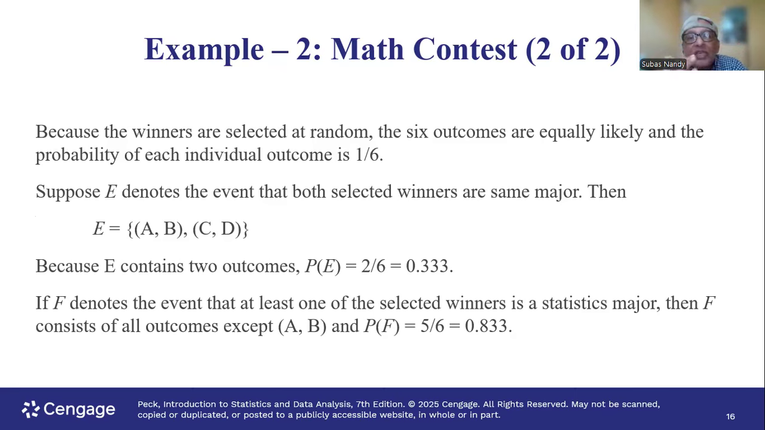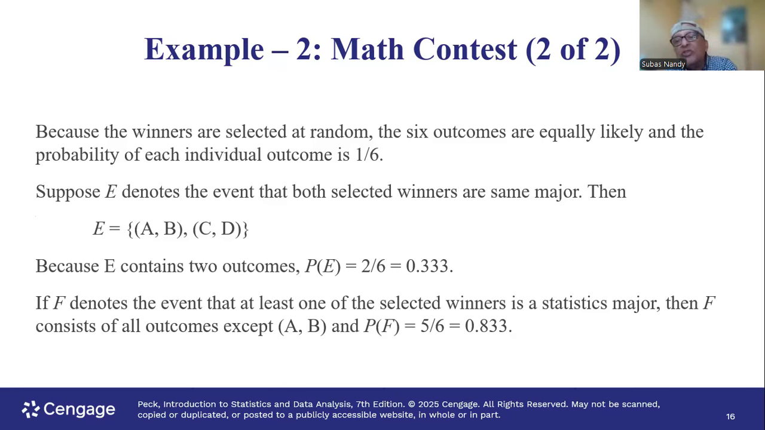Suppose E denotes the event that both selected winners are the same major. A and B are math majors, C and D are statistics majors. Both of them have the same major. These are the only possible combinations. In that case, the probability of E is 2 out of 6.